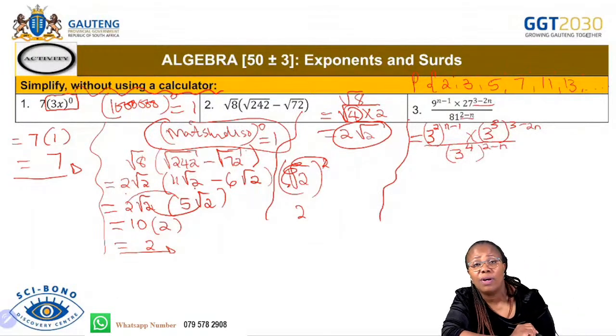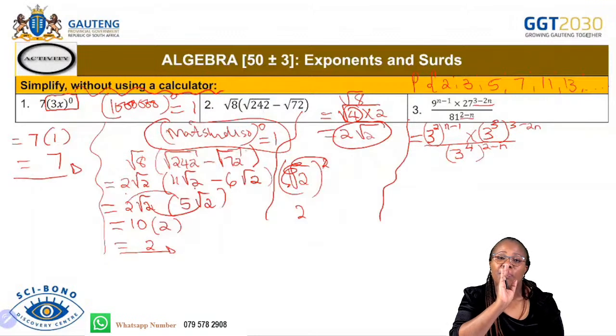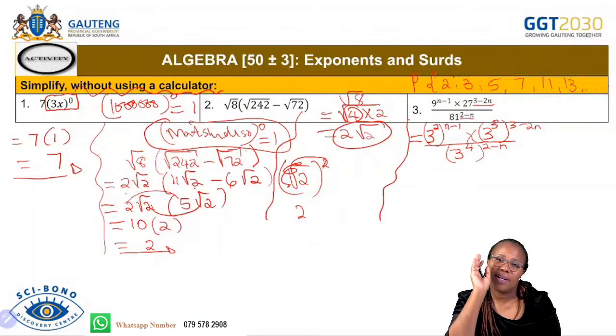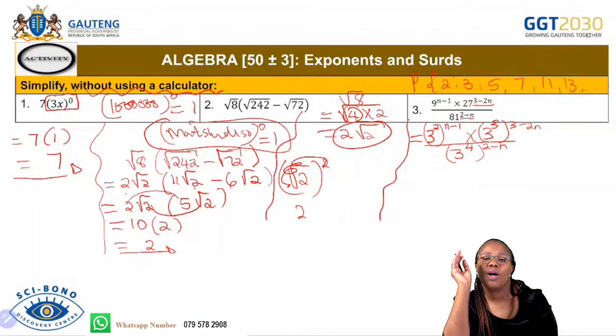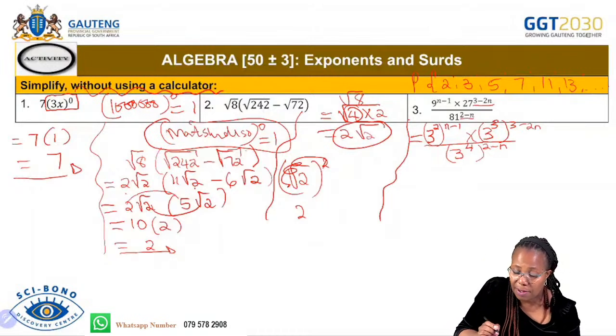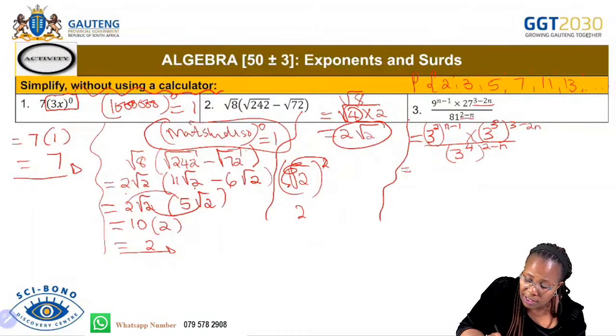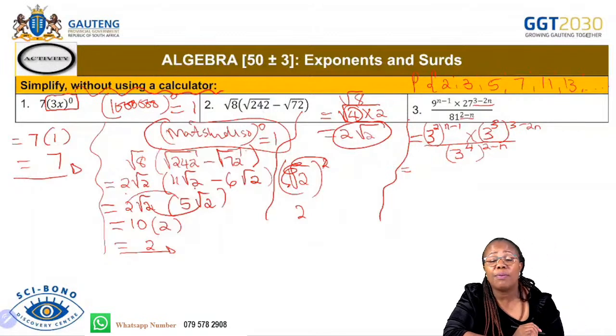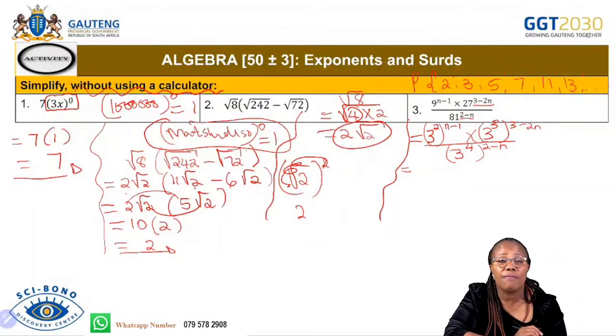Can you see now? Everything now is on the same base, which is base 3. In some cases, it will be base 2. Some cases, you'll be having a base 5. So we are using the prime bases to simplify. Happy now? Everything is on the same base. So now the next step will be what? Applying the rule of exponents.